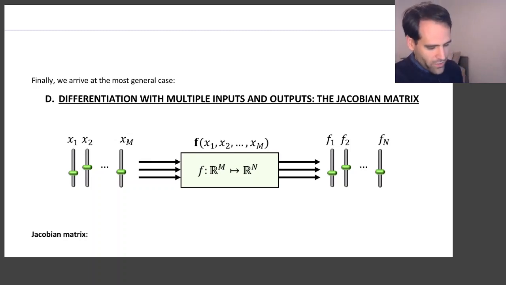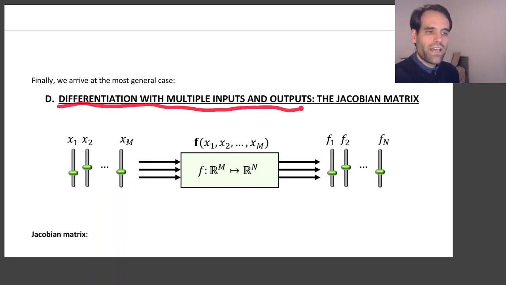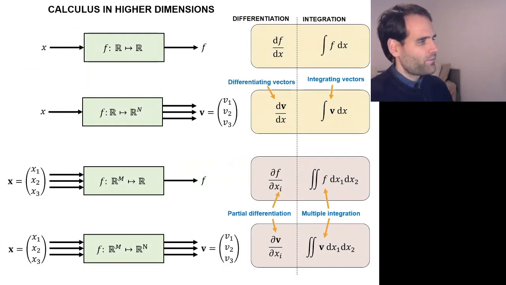So in this video we have arrived at section D in the chapter, which is called Differentiation with multiple inputs and outputs, the Jacobian matrix. Okay? For context, remember the slide that I'm using often. So far in this chapter we have studied this case here, when we have several variables and a function which is a scalar. So we have seen the partial differentiation of f with respect to the variables.